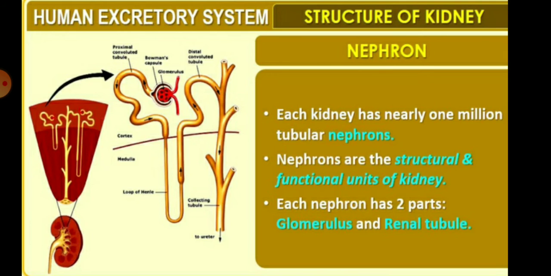Children, what do you mean by nephron? Nephron is the basic structural and functional unit of the kidney, and each nephron is divided into two parts. First is the glomerulus and second is the renal tubule. The glomerular part is a cup-shaped structure, and the renal tubule is the tubular structure. Each kidney has nearly 1 million nephrons.